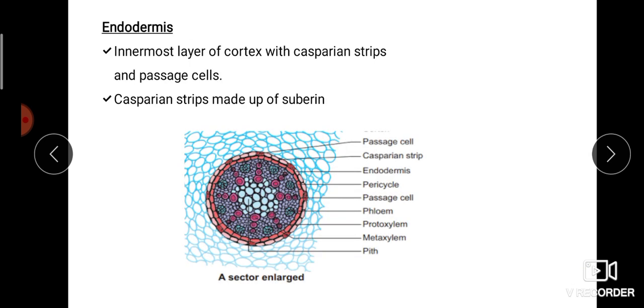Then next one is endodermis. Endodermis is the innermost layer of cortex with the Casparian strips and passage cells. We already discussed what is endodermis and what are Casparian strips and what are passage cells. Okay, we know Casparian strips are made up of suberin and it is impermeable to water. Suberin cannot permit water into the vascular tissues. So that only water can move into the stellar region through passage cells. Passage cells are endodermal cells which are devoid of suberin thickening, that is Casparian strips.